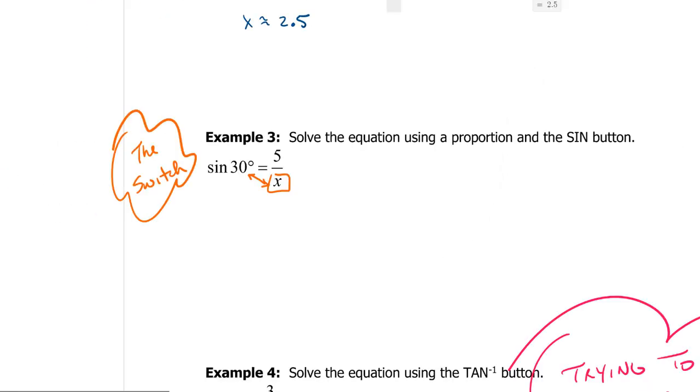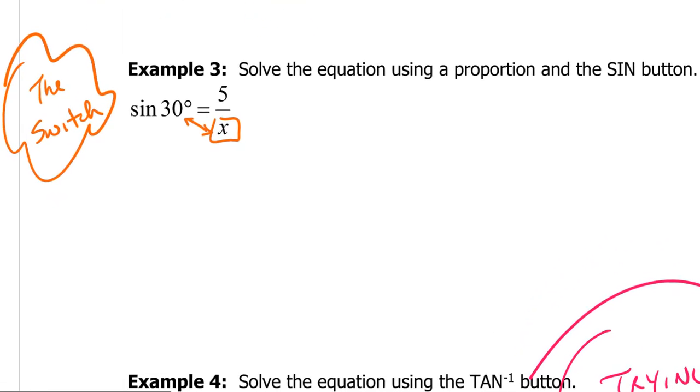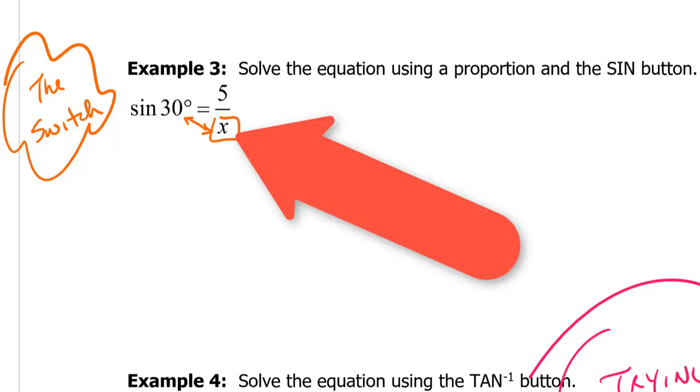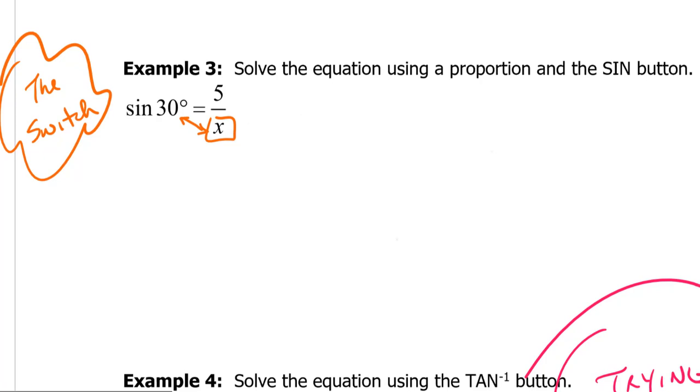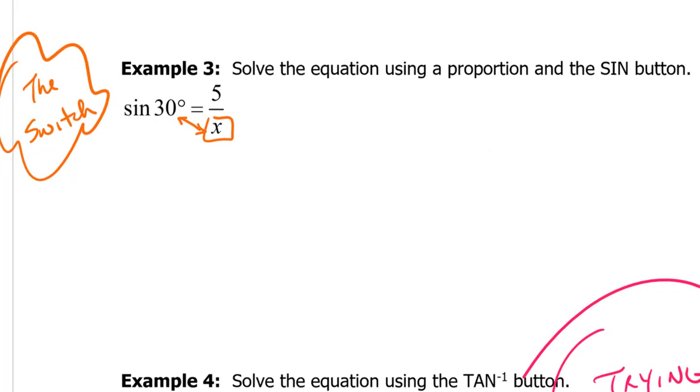All right, so let's take a look at this one here. Now this one's a little bit different, because notice on this one, the variable is in the bottom. And so when you have the variable in the bottom, I call this technique the switch, because you're going to switch its place with the other term. So 5 is going to stay in the same spot, but sine of 30 is going to go on the bottom. Now again, you'll type that in your graphing calculator, and you're going to get a value of just 10.